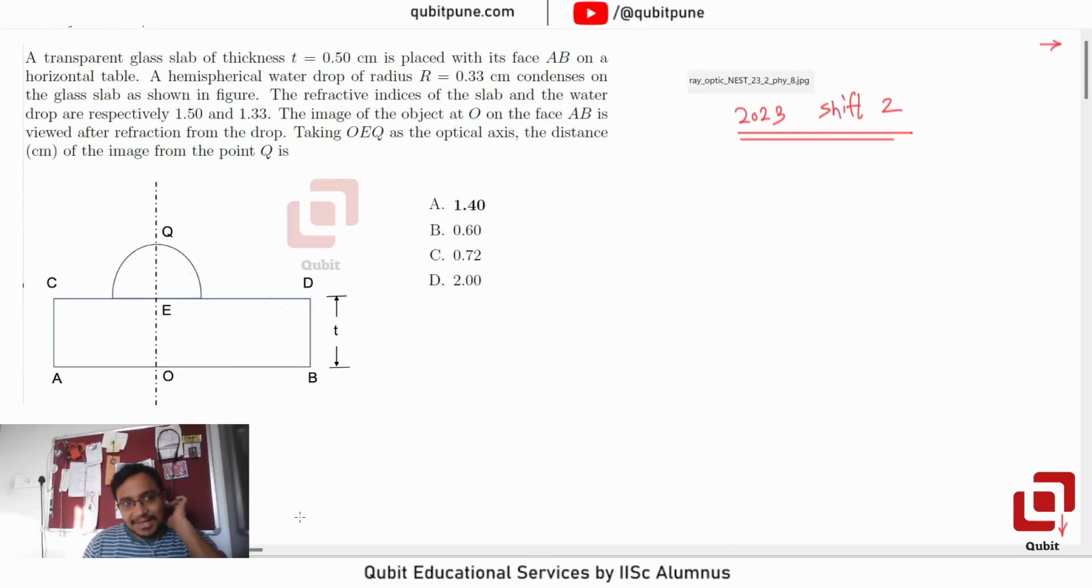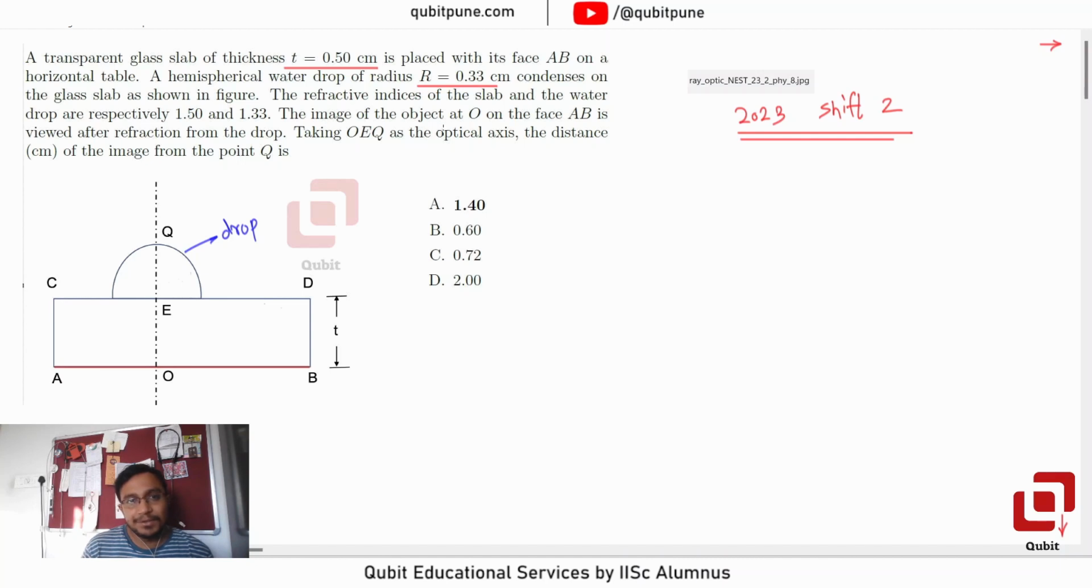A transparent glass slab of thickness 0.5 centimeter is placed with its face AB on a horizontal table. This is face AB. A hemispherical water drop of radius R equal to 0.33 centimeter condenses on the glass slab as shown in the figure. So this is the drop, radius 0.33 centimeters. The refractive indexes of the slab and the water drop respectively are 1.5 and 1.33. So the slab is optically denser than water.